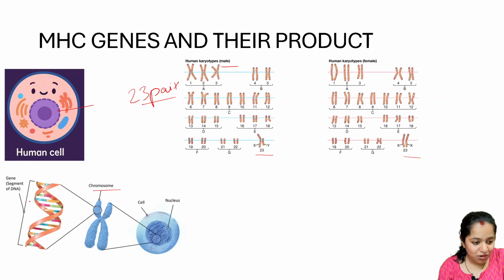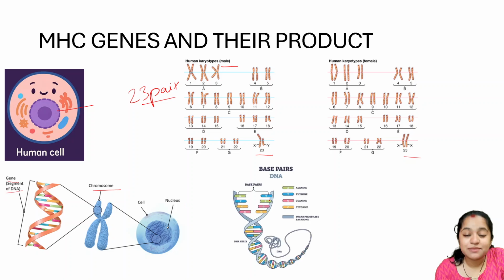Chromosome is made up of DNA, and a segment of DNA we call a gene. Okay, gene is what? Gene is the segment of DNA. Now this DNA and this gene is made up of these base pairs. Okay, this is one base pair, this is the second base pair, like this. This is just to give you some context for what we will discuss ahead.